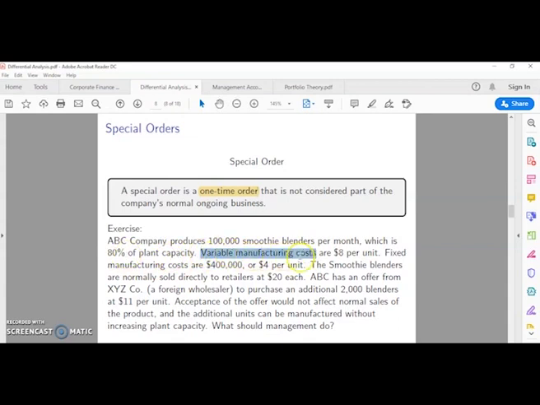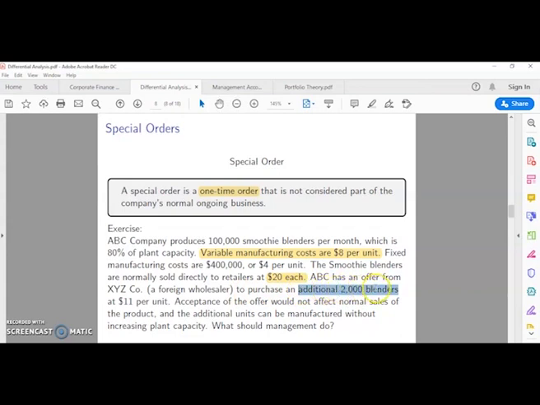The variable manufacturing cost is $8 per unit, and the fixed manufacturing cost is $400,000, $4 per unit. The smoothie blenders are normally sold directly to retailers at $20 each. So this is the selling price, and ABC has an offer from XYZ company, which is a foreign wholesaler, to purchase an additional 2,000.